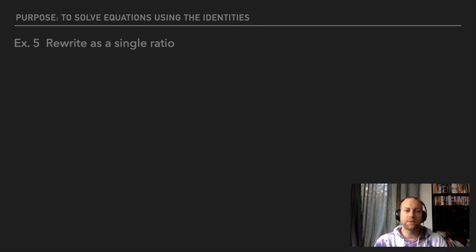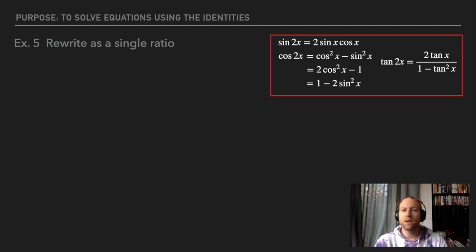So let's rewrite the following as a single ratio. Now I put these identities up here so we can recognize what's happening in this section. Make sure you have your formula sheet with you so that you can follow along with these different identities and be able to work through this. There are a lot of them, and you're going to need to be comfortable in using those.